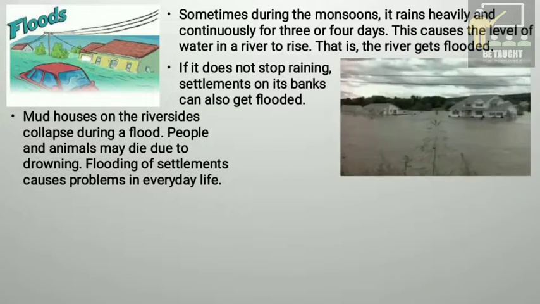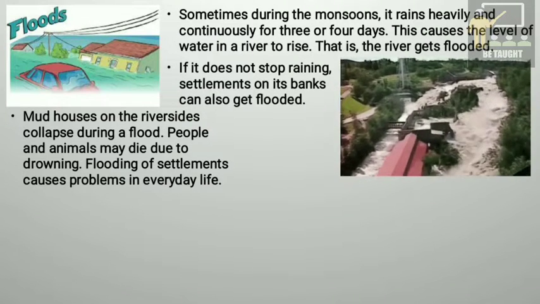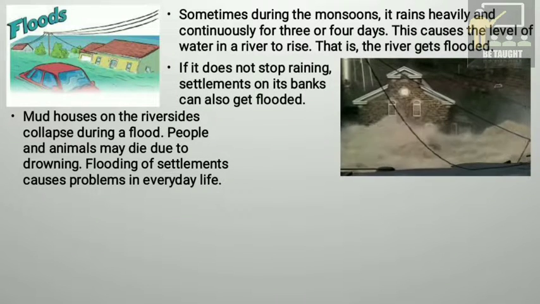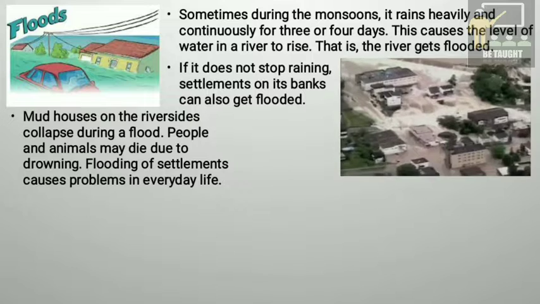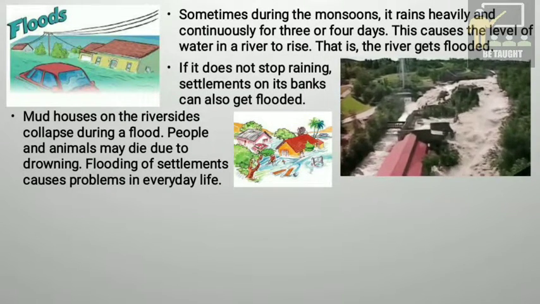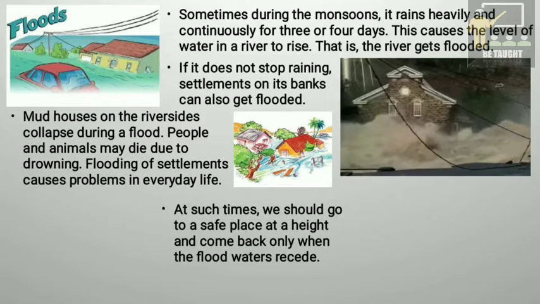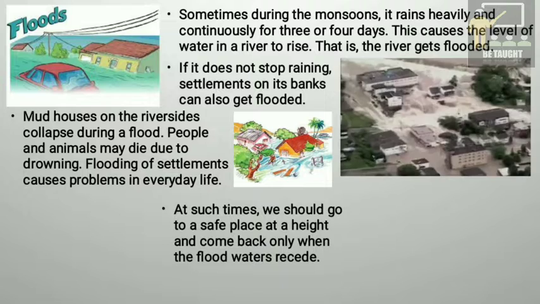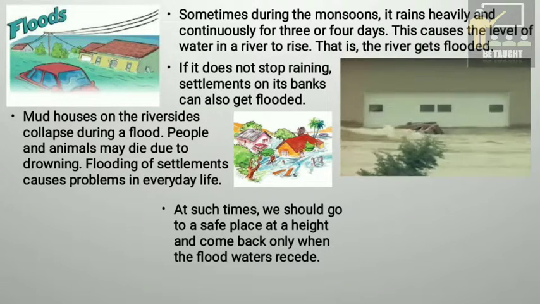Mud houses on the riversides collapse during a flood. People and animals may die due to drowning. Flooding of settlements causes problems in everyday life. At such times, we should go to a safe place at a height and come back only when the flood waters recede.